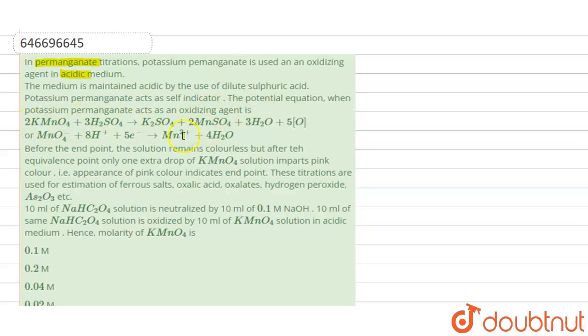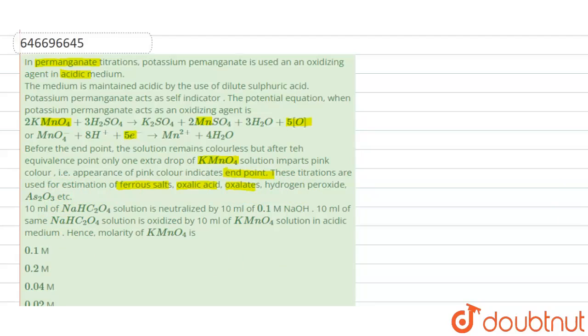Here we either produce 5 nascent oxygens or we consume 5 electrons to convert MnO4 minus to Mn plus 2. So this is the principal reaction over here. Before the end point the solution remains colorless, but after the equivalence point the only extra drop of KMnO4 imparts pink color. That is, the appearance of pink color indicates the end point. Now these titrations are used for the estimation of ferrous salts, oxalic acid, oxalates, hydrogen peroxide, As2O3, etc.